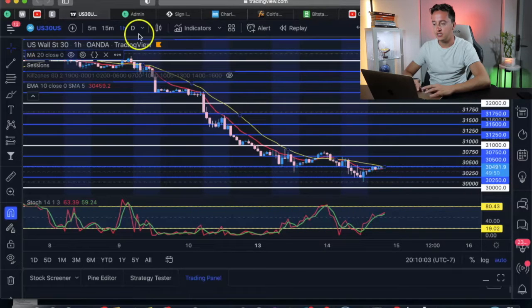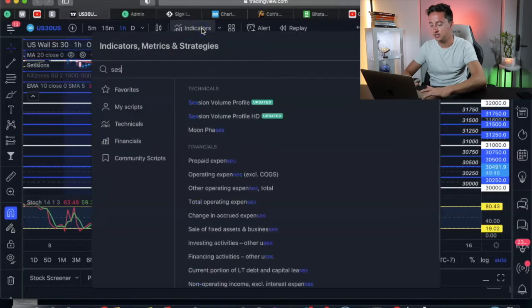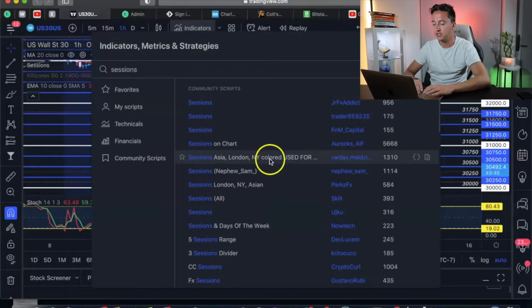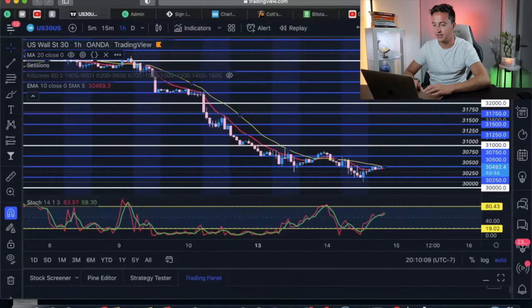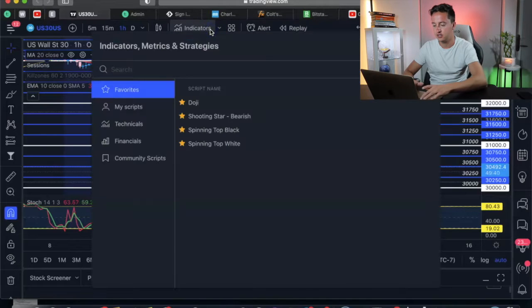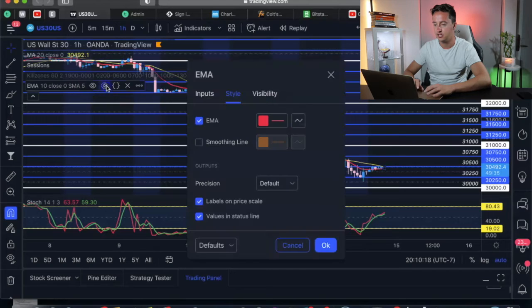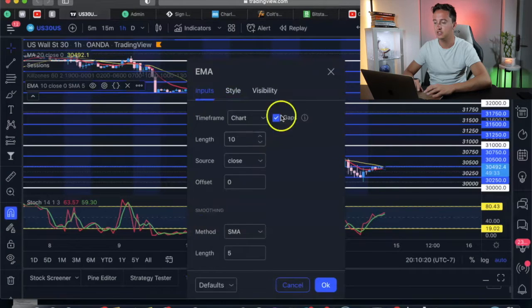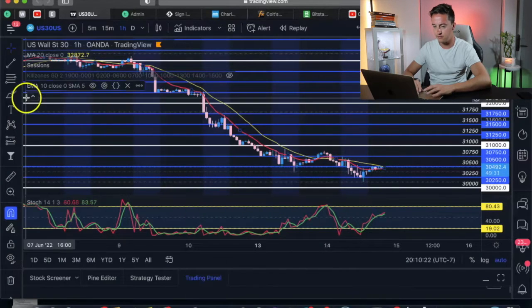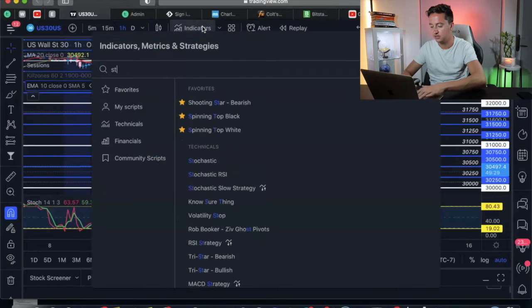Now the second indicator is the sessions. We're going to go to indicators again and type in sessions. It's going to be this one, the colored one. I'm going to add that. Kill zones we're going to ignore for right now. And then the EMA, you're just going to type in EMA and click this. Same thing with the settings: you're going to go right here and make the inputs 10 for the length. And then I also have the stochastic, so STOCH right here.